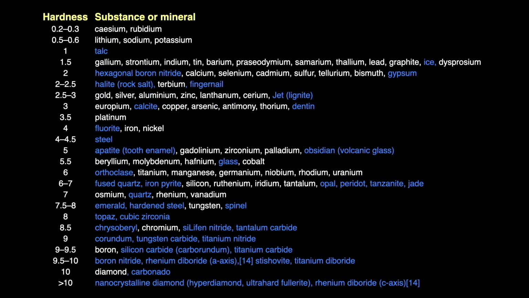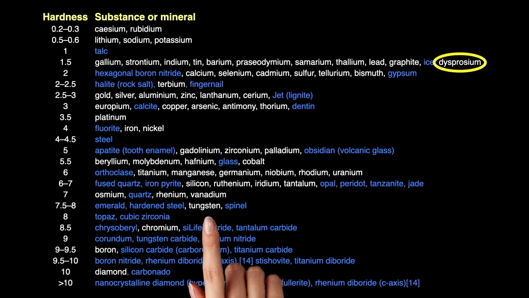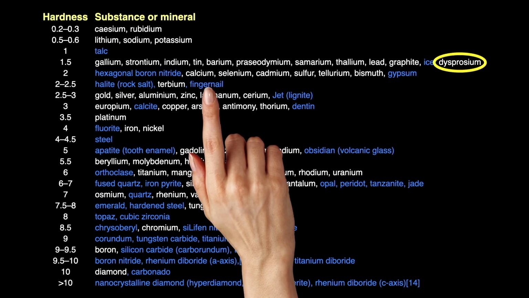Dysprosium is a moderately soft element, coming in at 1.8 on Mohs scale of hardness. You could scratch it with your fingernail, which has a hardness of 2.5.